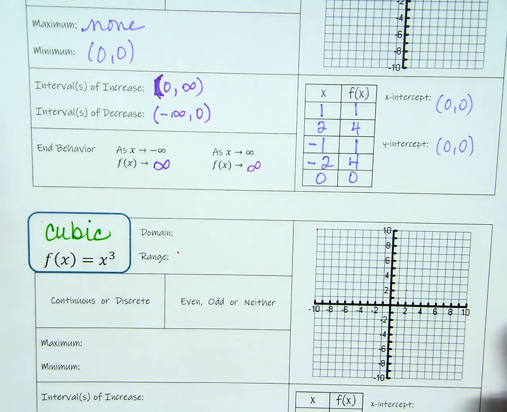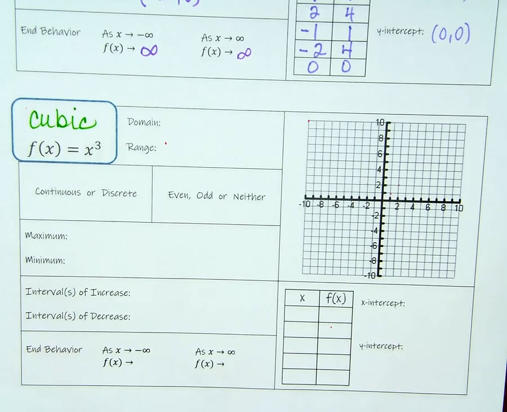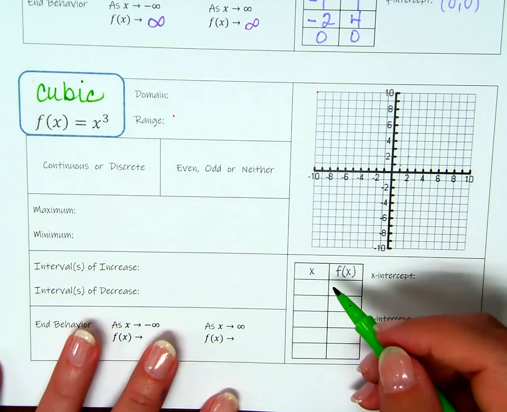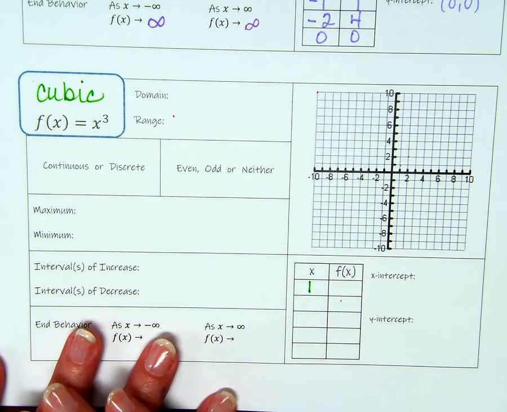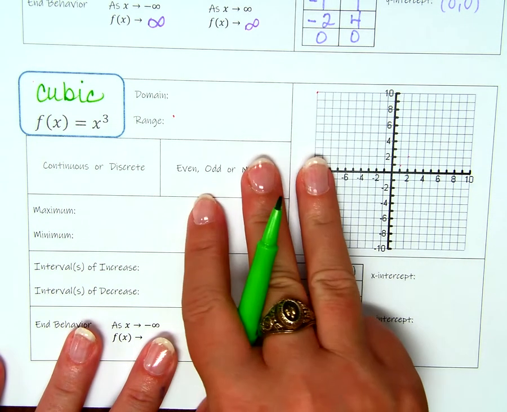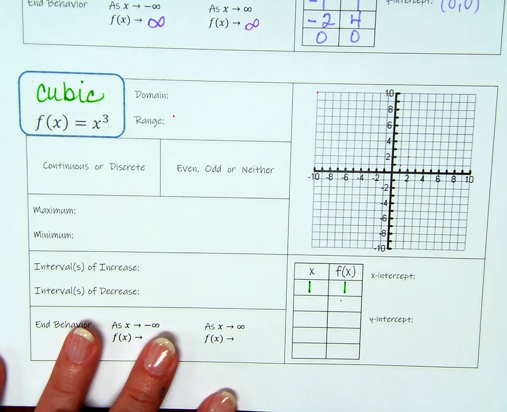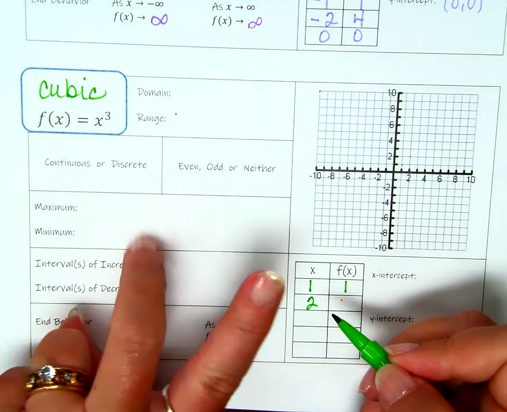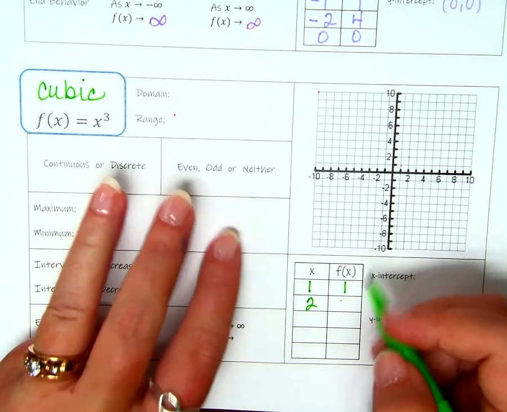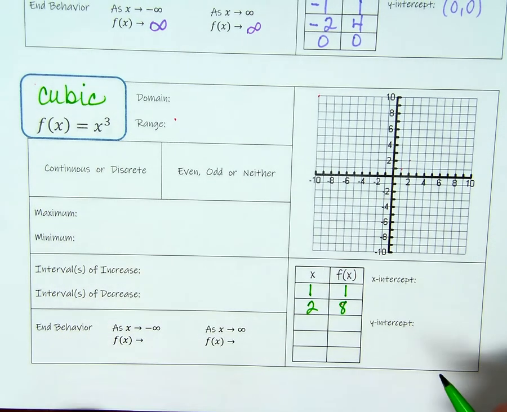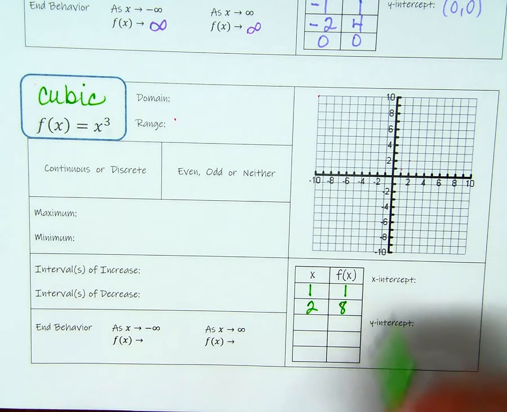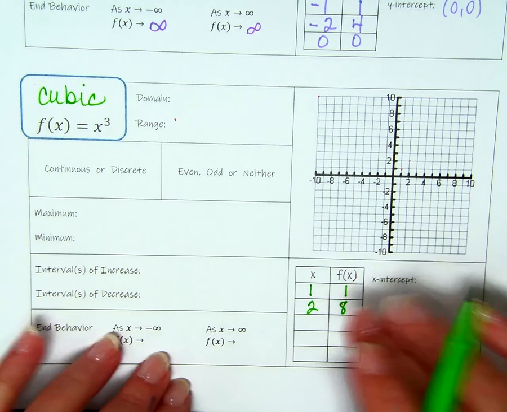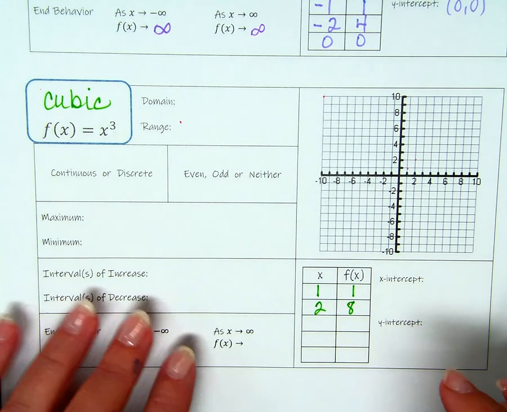Let's go to the table. What values of x should we choose? 1 is a really great one to choose because what's 1 times 1 times 1? 1. What else is really good to choose? 2 is good to choose because what's 2 times 2 times 2? 8. That's definitely going to fit on the table. Is 3 going to fit on the table? I mean on the graph? What's 3 times 3 times 3? 27. That's not going to fit, so let's not choose it. So what else should we choose?